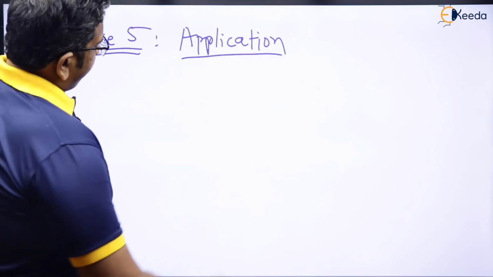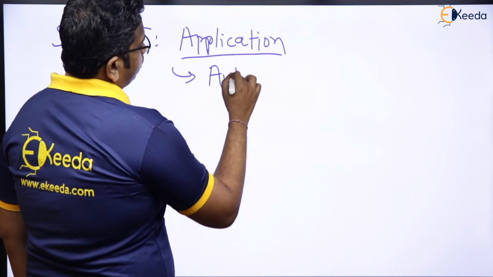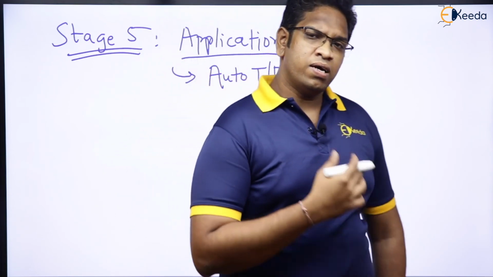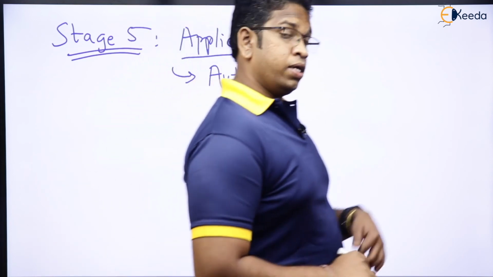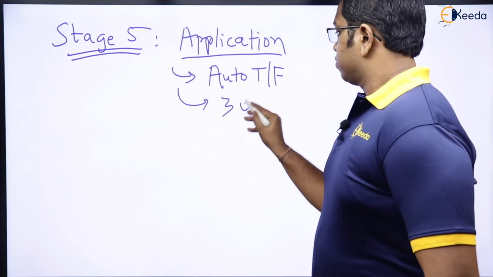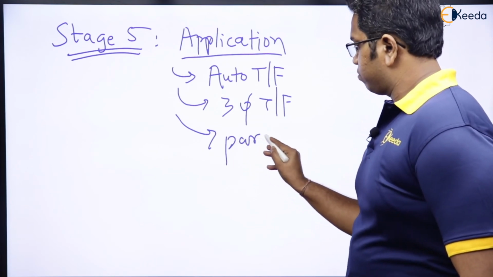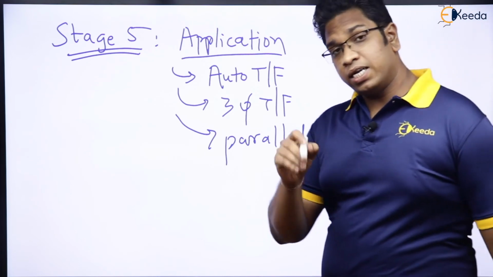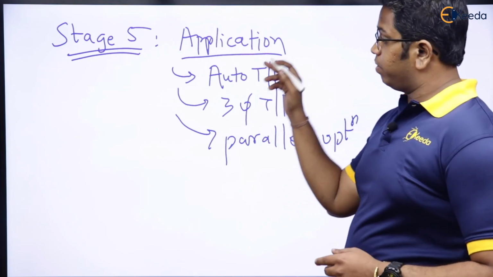Application, in the sense, for example, an application of a transformer will be the auto transformer. You will know that in your Mumbai University syllabus, or in any syllabus, the process is the same. After teaching transformer, the teacher says, immediately try to learn auto transformer. Immediately learn three-phase transformer. Immediately learn parallel operation. Right, so basically they are nothing but stage 5, and those we will see under the title called application.